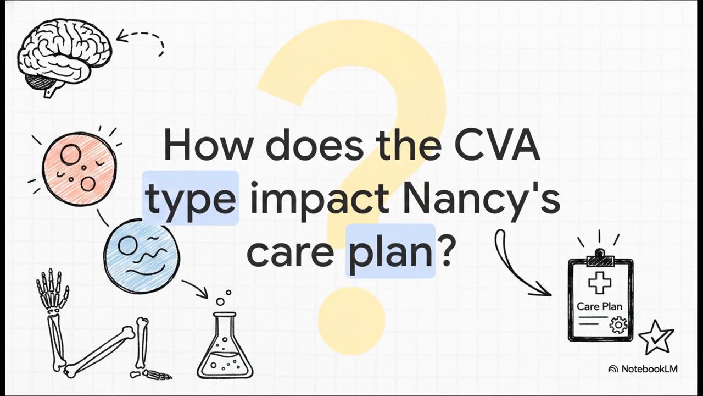And that brings us to the end of our explainer, but I want to leave you with this pretty provocative question to ponder before you sit down for your quiz. What specific role do diagnostic tests play in evaluating Nancy right in this moment? And even more importantly, how will knowing the exact type of CVA, whether it turns out to be ischemic or hemorrhagic, fundamentally change the nursing actions and the care plan you're going to develop for her?